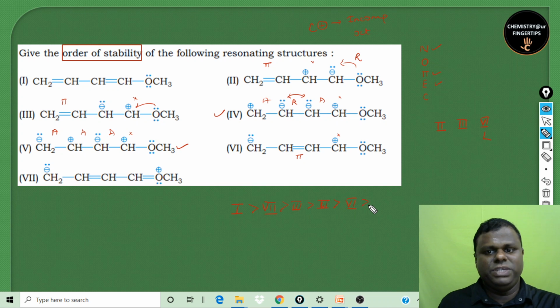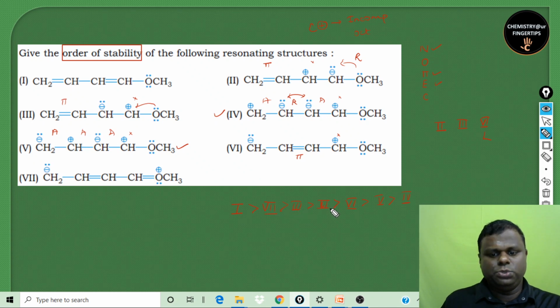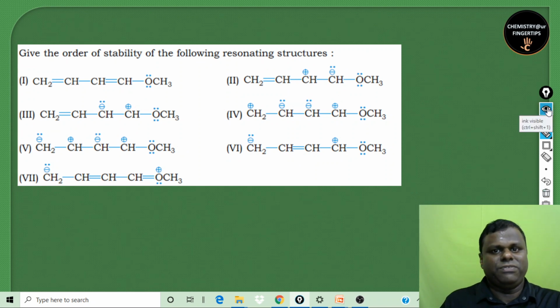So it's going to be the fifth one first, followed by the fourth one, correct? So if you could see here, 1, 7, 3, 2, 6, 5, 4. That's basically the correct order. Okay, so this could be one of the hardest questions, but actually it's pretty much easy to understand if you apply the rules of resonance correctly.